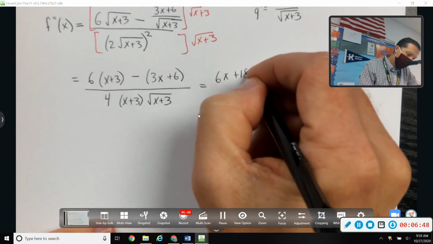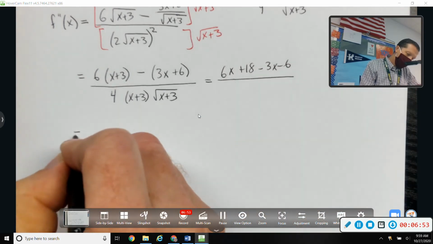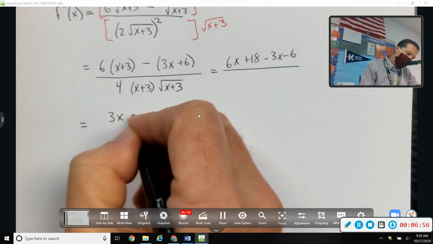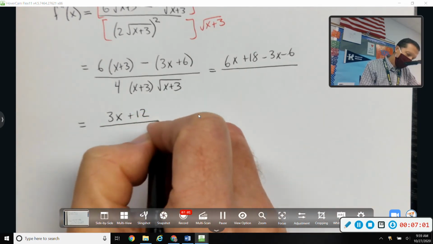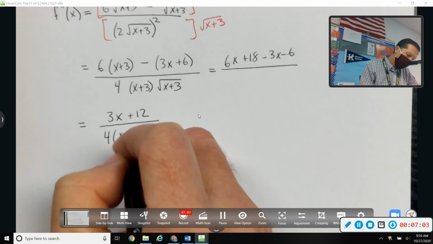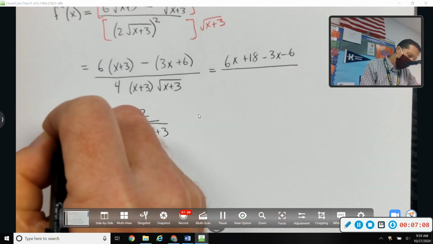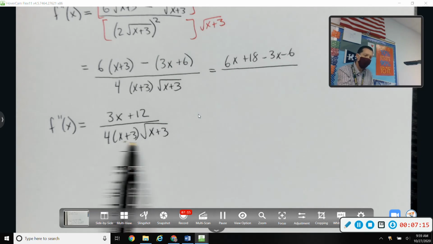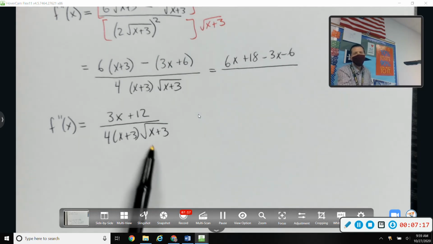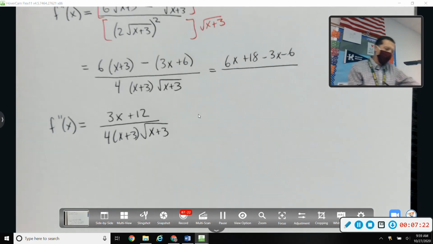6x plus 18 minus 3x minus 6. So 3x plus 12 over 4 times (x plus 3) times square root x plus 3. So there's a cleaned up version. May not even be the best version, because we could combine this and make that x plus 3 to the 3 halves, but I don't know that that's really even necessary.